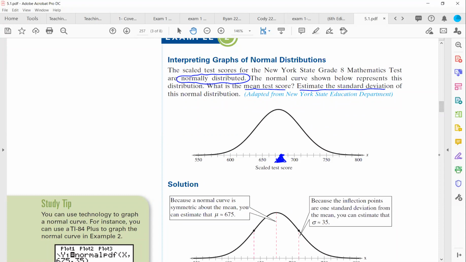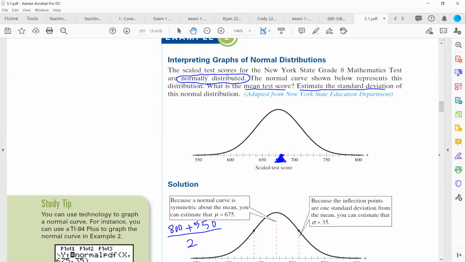What you could do, you could take these two values, 800 and 550, then divide them by 2 to get the mean of the data, because this is just the midpoint. 800 plus 550 divided by 2.